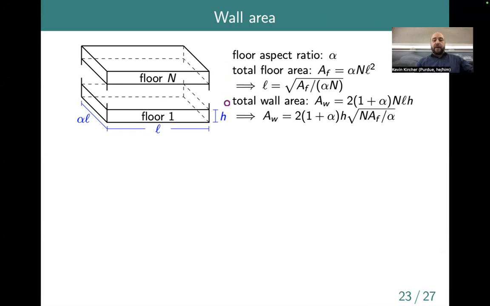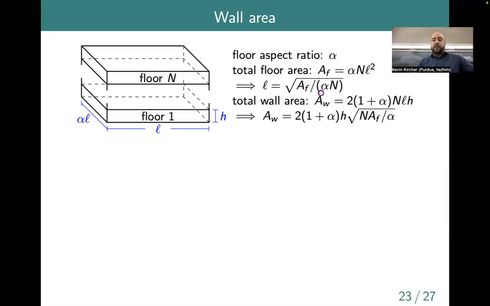And then the total floor area would just be, well, if we think of the floor area of one floor, it would be just length times width of this rectangle. So alpha L times L. So that'd be alpha L squared. And then we have n floors. So the total floor area would be just n alpha L squared here. And we can solve that for L so that we can later remove L from the next formula here for the total wall area that shows up.